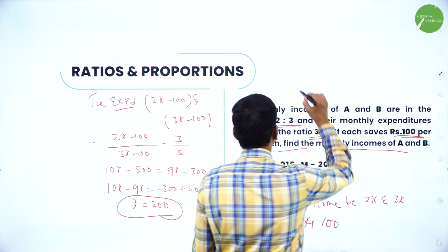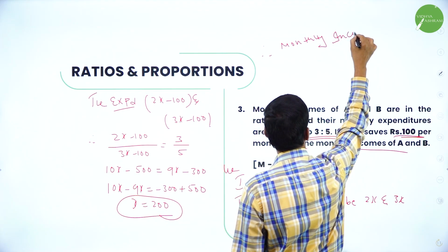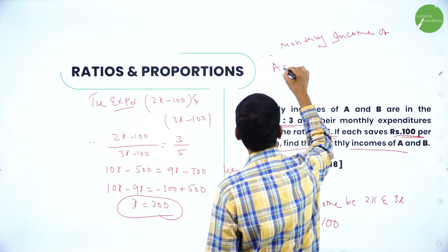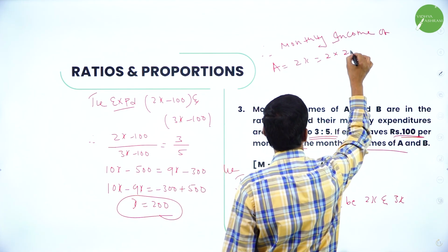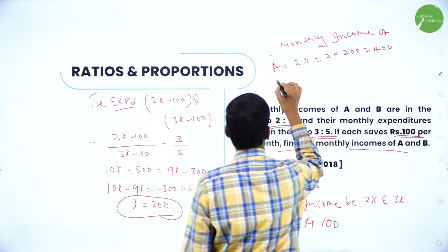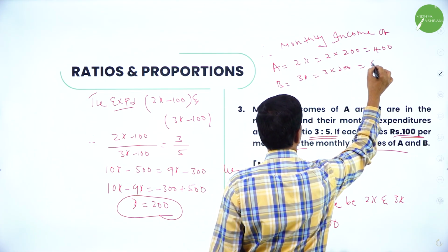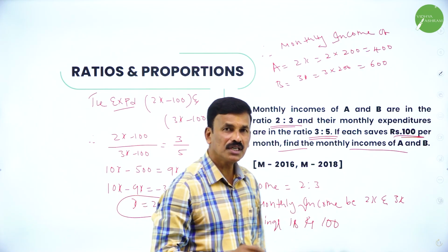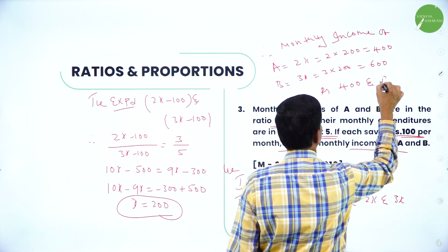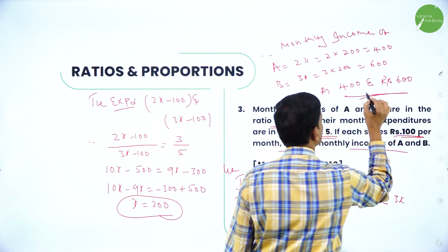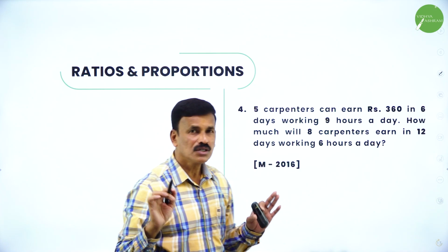So find out the monthly income. What is the monthly income of A? 2x, that is 2 into 200, that's equal to 400. And monthly income of B is 3x, that is 3 into 200, equal to 600. So therefore the monthly income of A and B is rupees 400 and rupees 600. That's it. Now move on to the next problem.